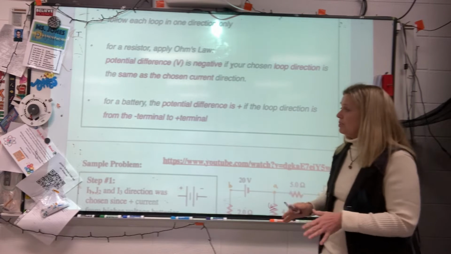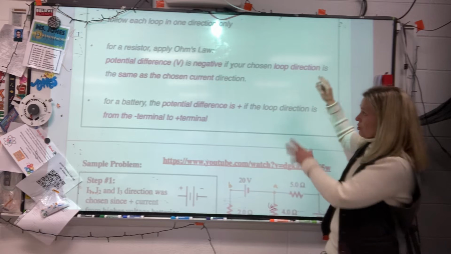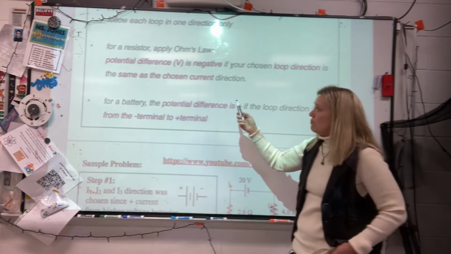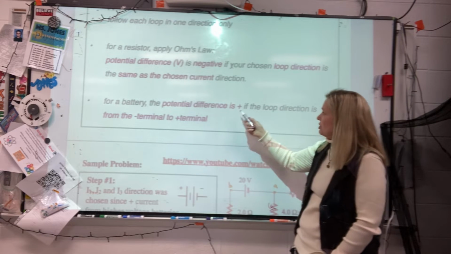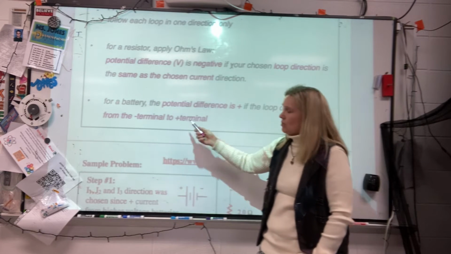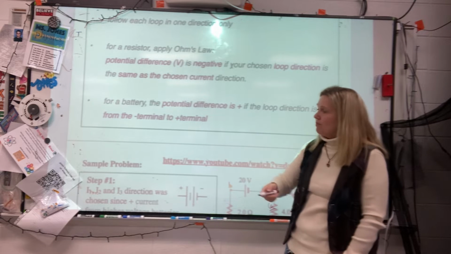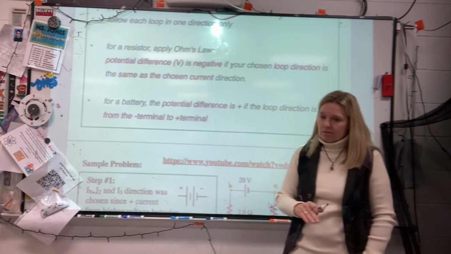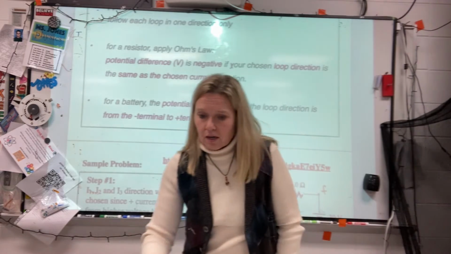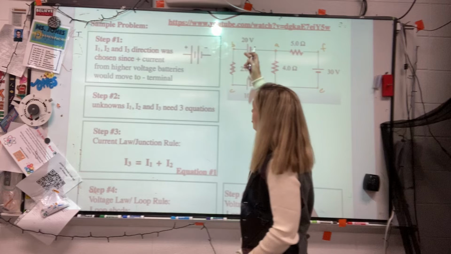If you are swimming upstream, it's going to be positive. And again, we're going to see with an example. We said this already; this is so everything's on one piece of paper. For a battery, the potential difference is positive if the loop direction is from negative to positive terminal. If you're going across a battery from negative to positive, it's positive. That's it.